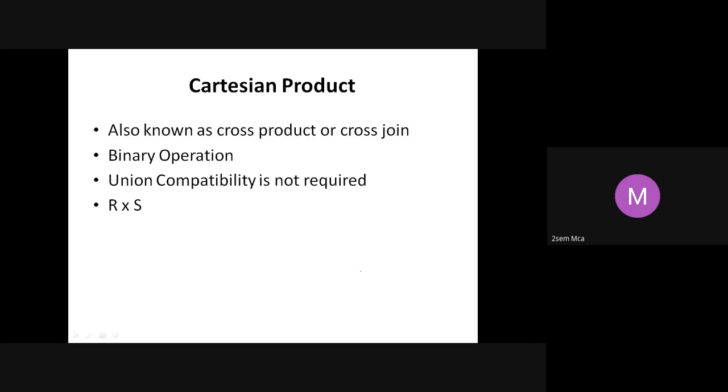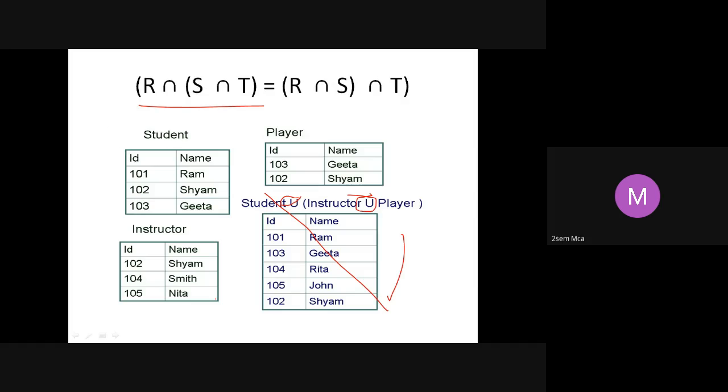Next. Okay, any questions so far at this point before we move to the next operation? Yes, ma'am. How is player table compatible with student and instructor? Can you explain that? How is union compatible, student table with instructor? That is what you want? Player table. Student with player is what you're asking?